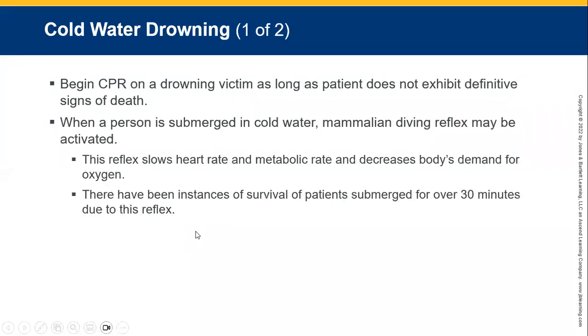Always remember, you need to arrange transport to a hospital. Begin CPR on a drowning victim as long as the patient does not exhibit definite signs of death: decapitation, mutilation, rigor mortis, or lividity.